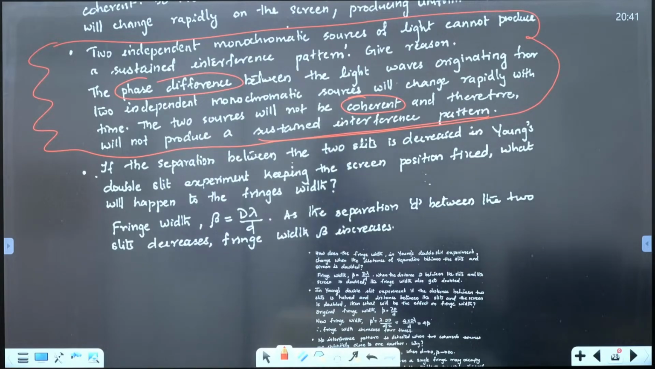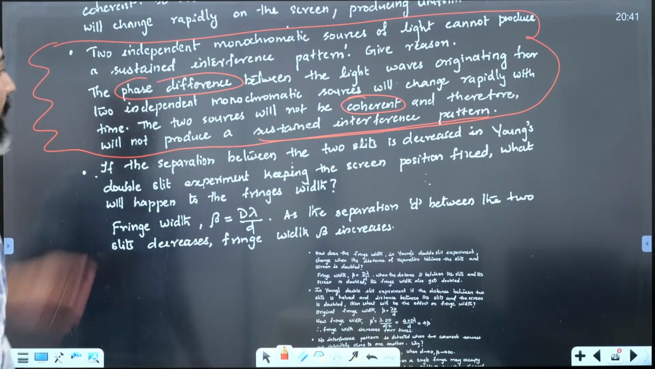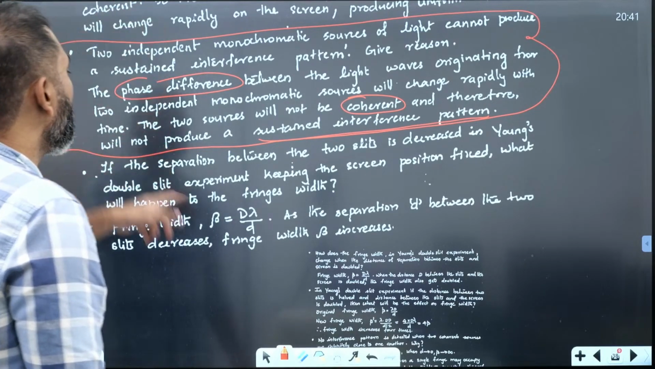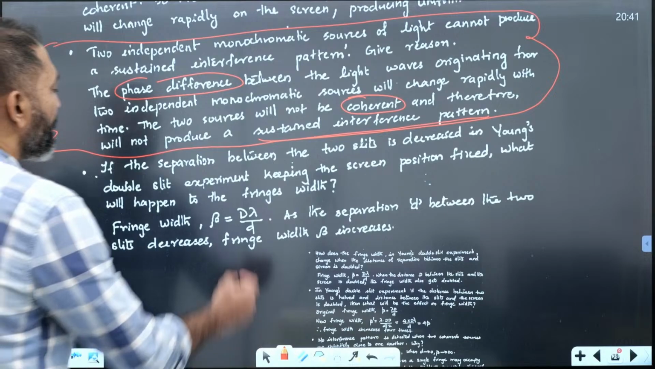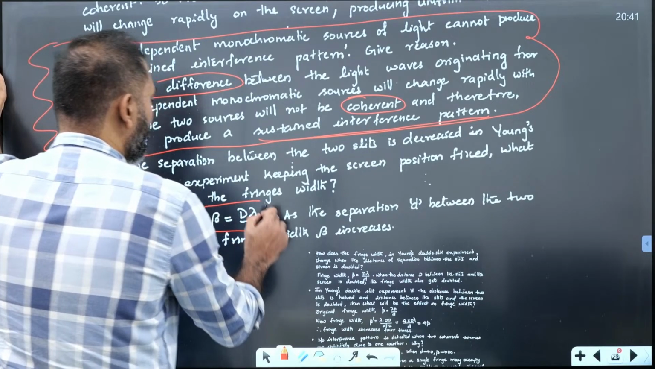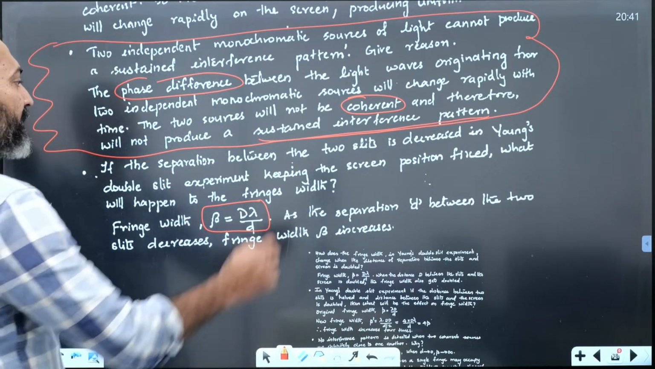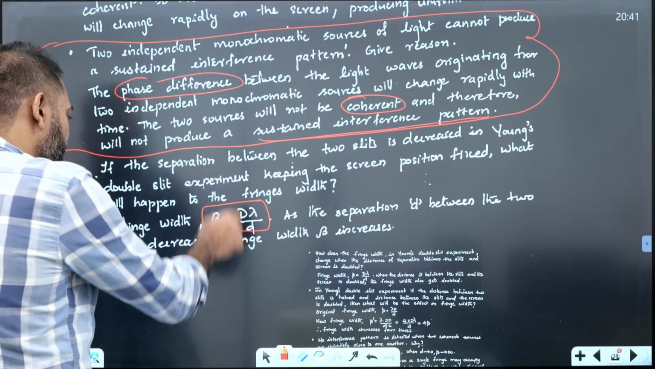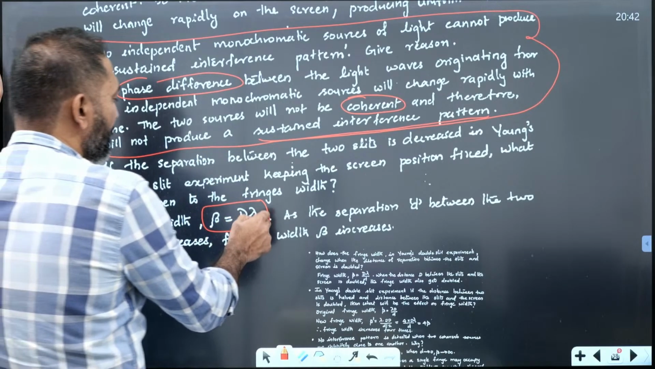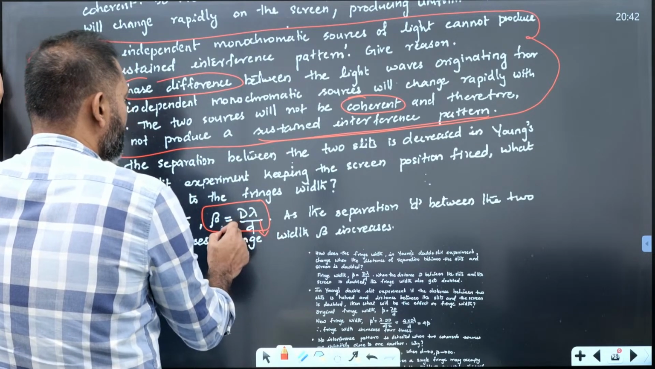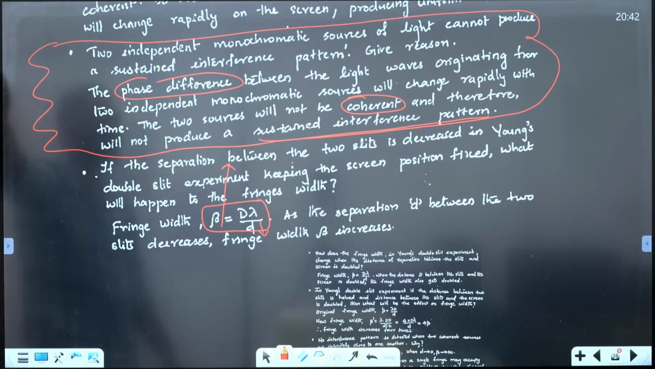Question. If the separation between two slits is decreased in Young's double slit experiment, keeping the screen position fixed, what will happen to the fringe width? What is the equation for fringe width? Beta equal to D lambda by d. Separation d between the two slits decreases. So what happens? d decreases, fringe width increases. Any doubt?